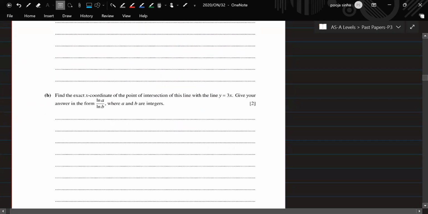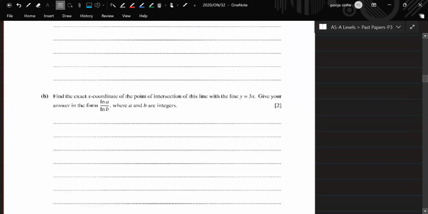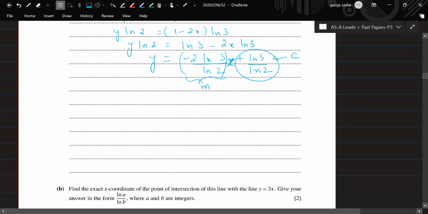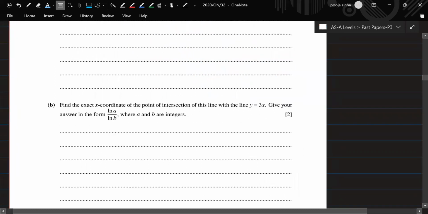Now find the exact x coordinate of the point of intersection of this line with the line y equal to 3x, giving your answer in the form of ln A and ln B. Okay, so now it says find the x coordinate of the point of intersection of this line. So which means you're supposed to plot this line, the one given in the first question. Aditi? Yeah. So this one you will have to plot. What will we need to plot? The table.